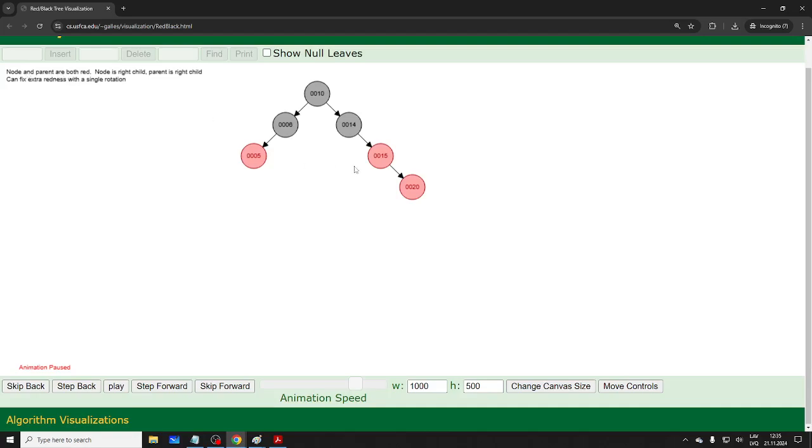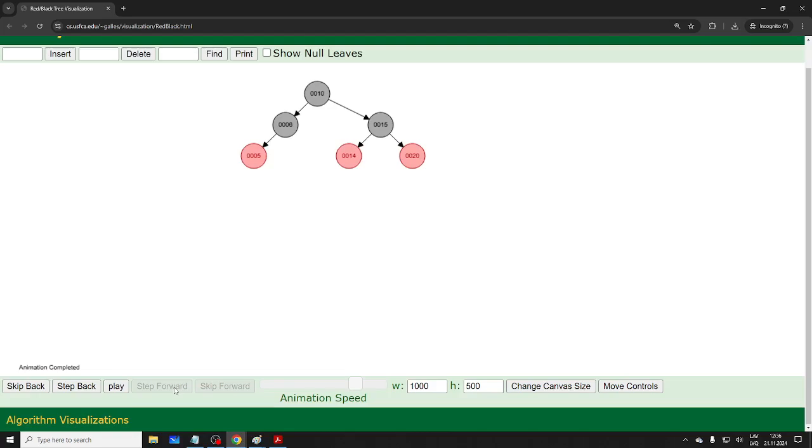Look at this. Node and parent are both red. Node is right child. Parent is right child. We can fix extra redness in the single rotation. So this is going to be the new black. Red is going to be the new black here. And 14 will go down. Let's take a look. You see? Not yet. Now we're good. Let's go back. Okay.